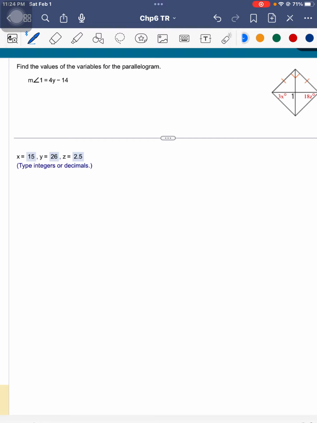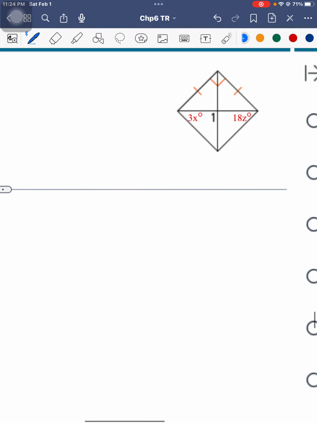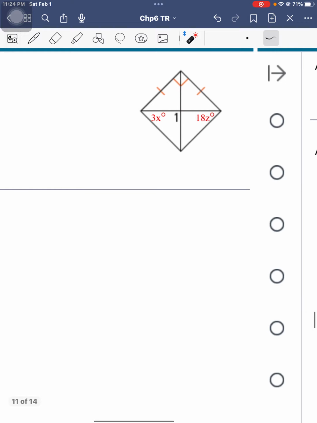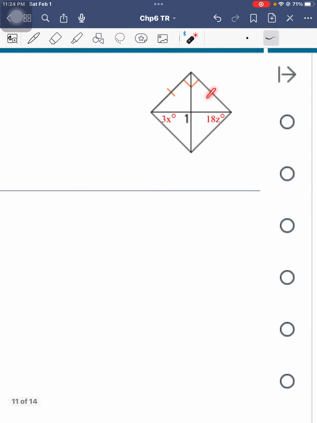Find the values of the variables for the parallelogram. Okay, so this is a parallelogram. What type of parallelogram though? It's a square. How do I know that? Because all the sides are congruent. How do I know that all the sides are congruent? Notice that they told me this is a parallelogram. So that means opposite sides are congruent. So if this is one tick mark, this is also one tick mark. If this is one tick mark, so is this one. And so it could either be a square or a rhombus, right?